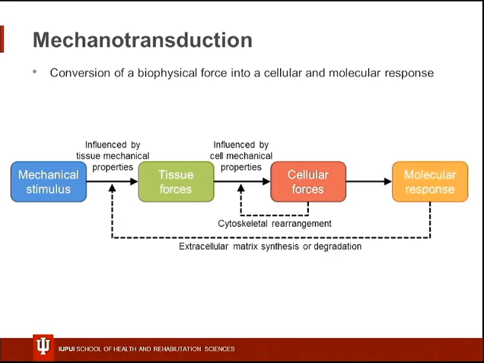Those cellular forces then somehow create this molecular response. And that molecular response is what results in either generation or formation or degradation of the extracellular matrix, which then feeds back to change the tissue properties. So it's this feedback loop that you get adaptation. So this is just sort of the mechanotransduction pathway of introducing some sort of stimulus, whether it's intrinsically generated via skeletal muscle contraction, or it's extrinsically introduced by manual therapy, massage, or any other external mechanical stimuli.